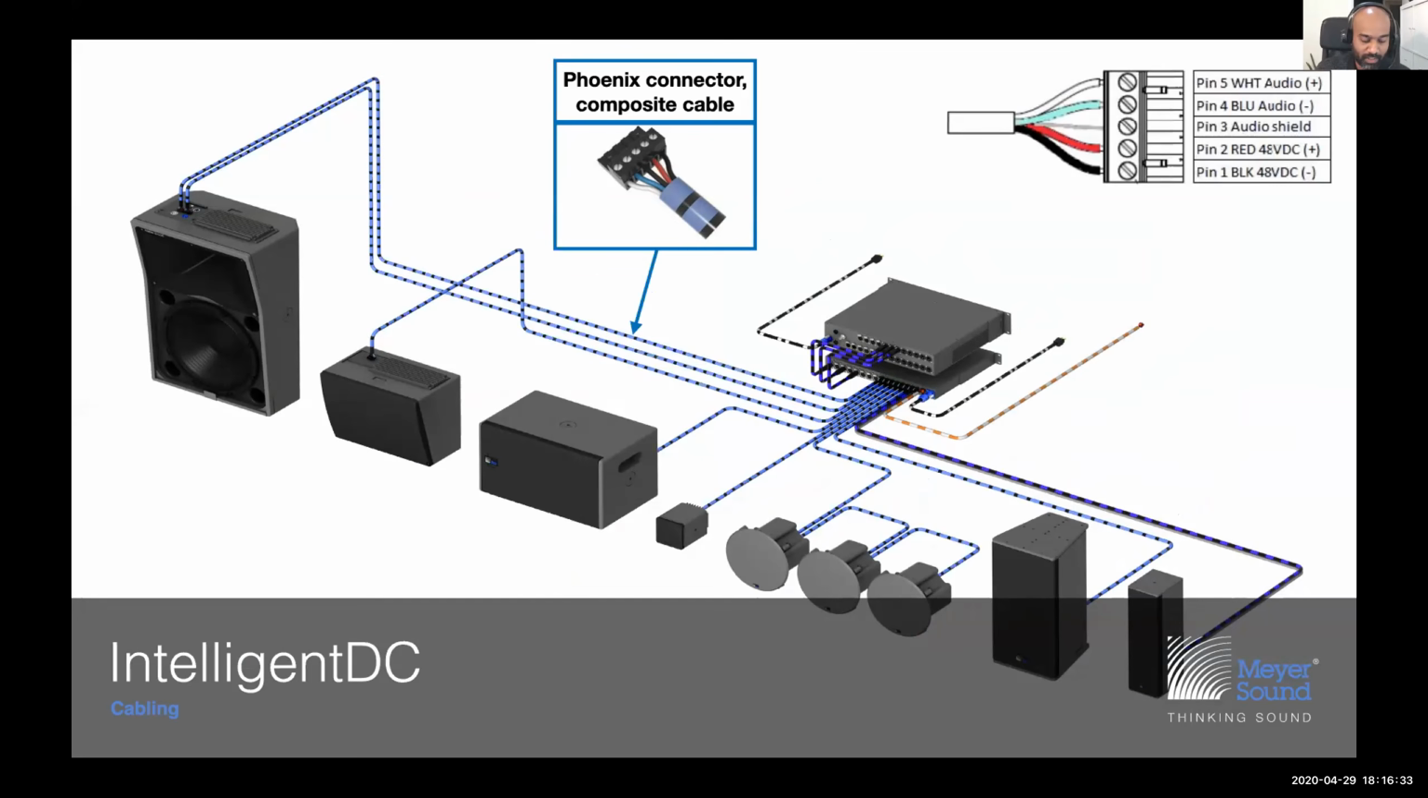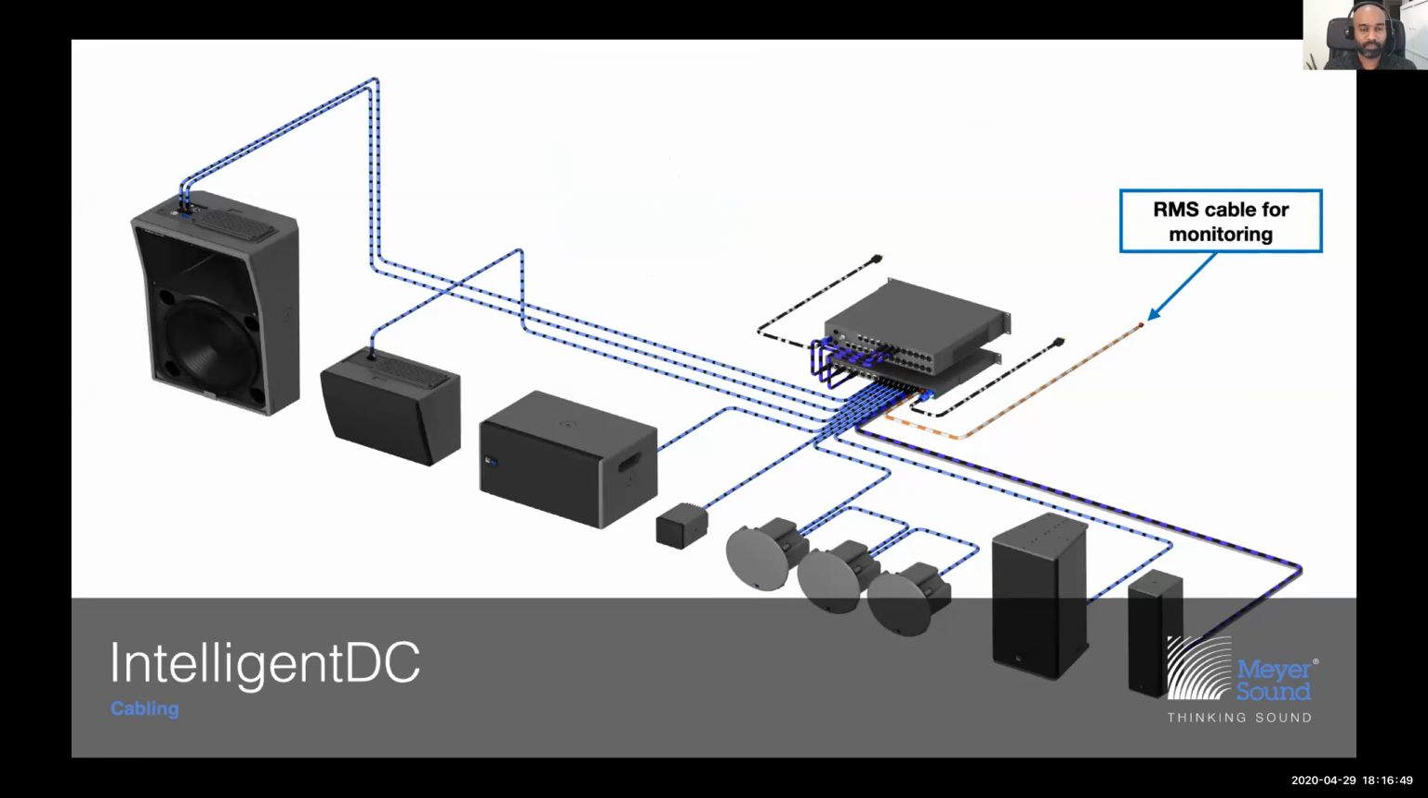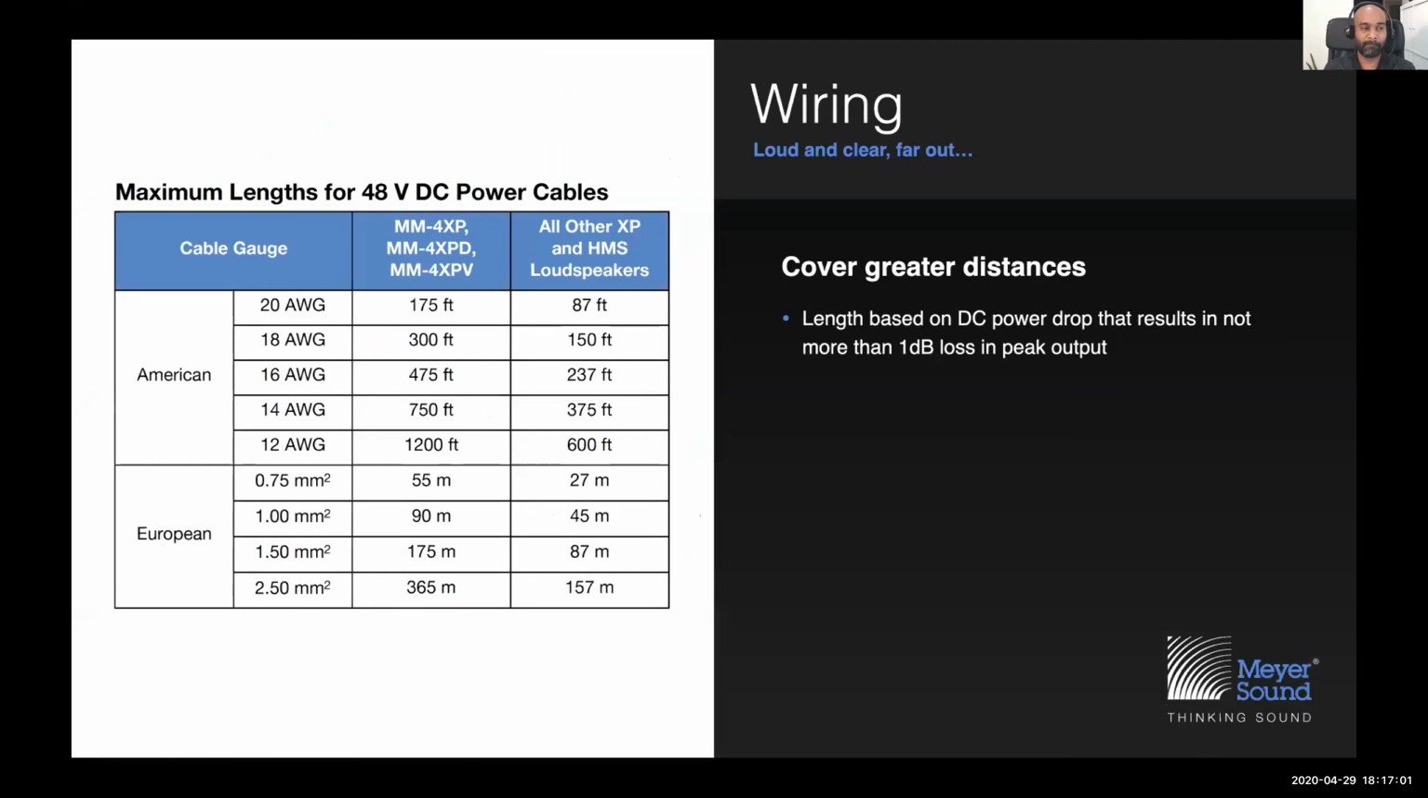This information is again available in the user manual, but it's just here for reference. And we don't always have to use the composite cable. There are customers who prefer using separate cables for signal and power. Yes, you can do that as well. The pinout obviously stays the same. We also have the option of having RMS, which is our remote monitoring solution, for which you will need an RM server. We'll look at that, and you can monitor your whole system using that.